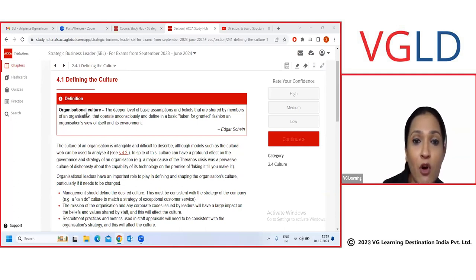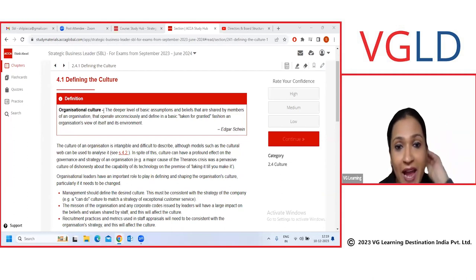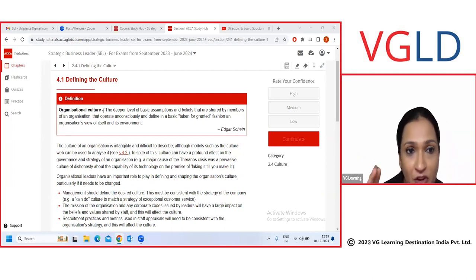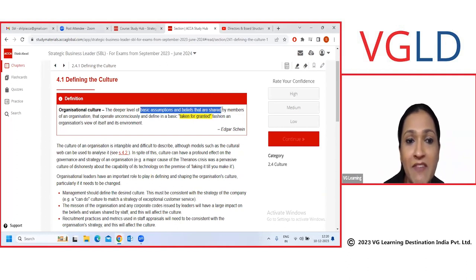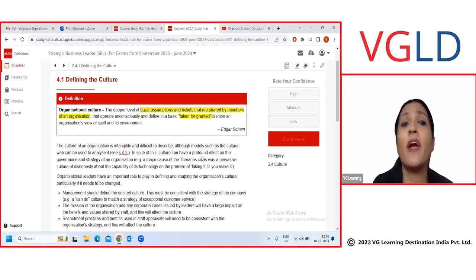So the deeper level of basic assumptions and beliefs that are shared by members of an organization, that operate unconsciously and define in a basic, taken for granted fashion, is what the organization's culture basically defines. So basic assumptions, basic beliefs that are shared within the organization, and because they are shared, they are considered an okay thing to do.